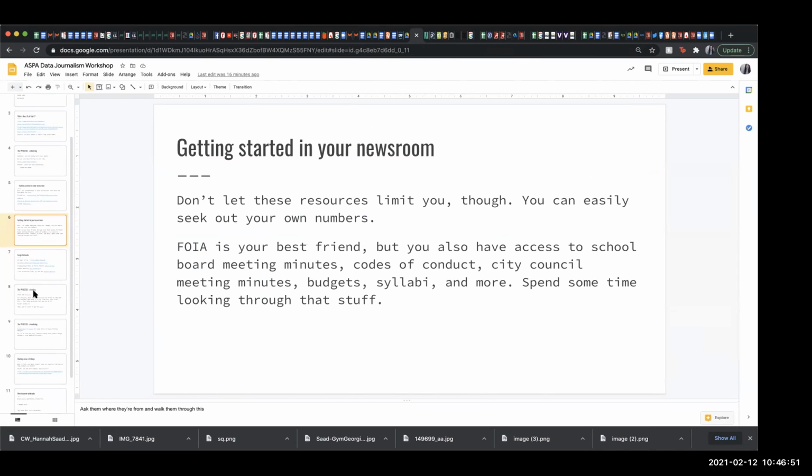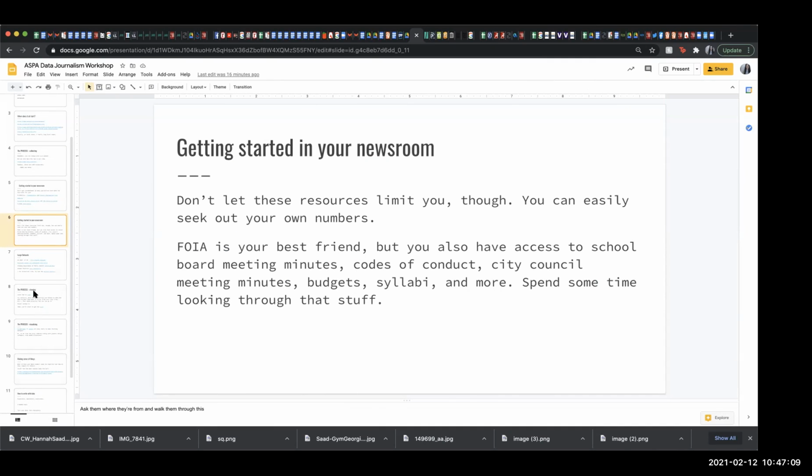So like I said earlier, you can easily seek out these numbers. You know, FOIA can be your best friend, right? But you also have access to school board meeting minutes. You have codes of conduct. All of this is data. All of these are documents that you can look at, that you can find trends.